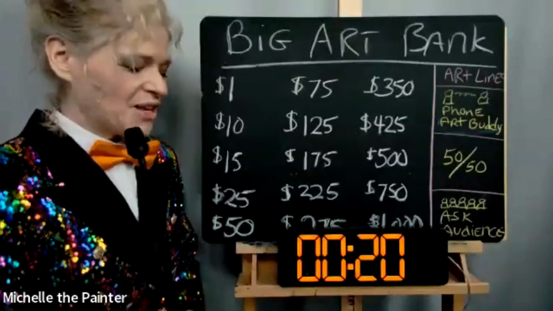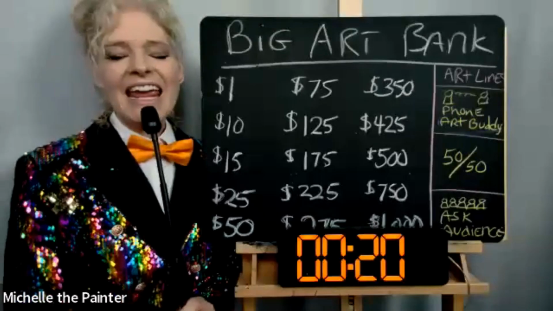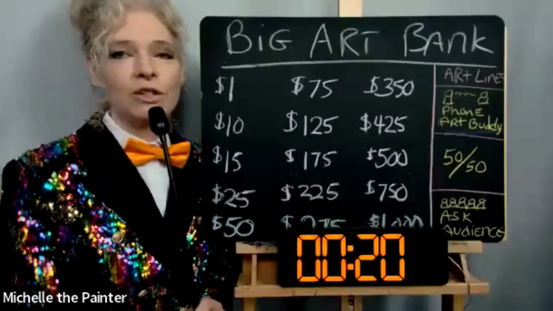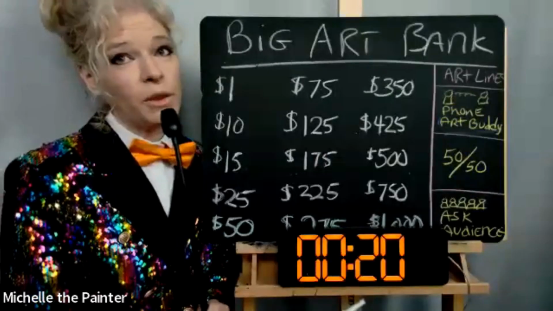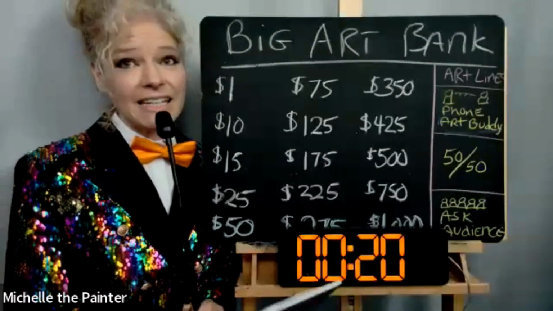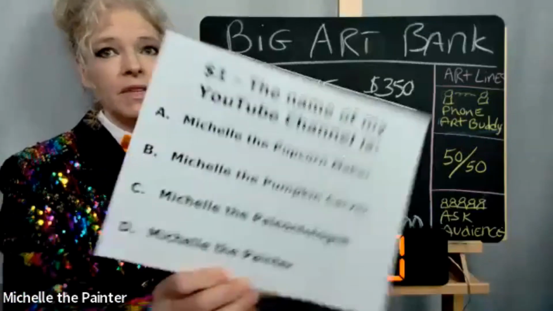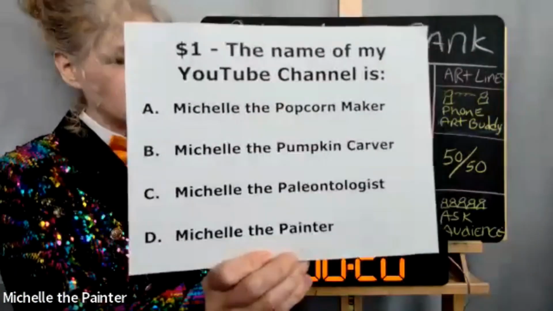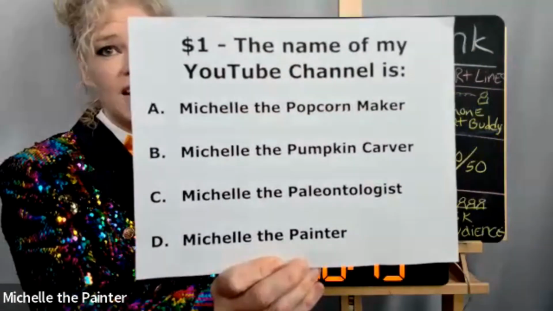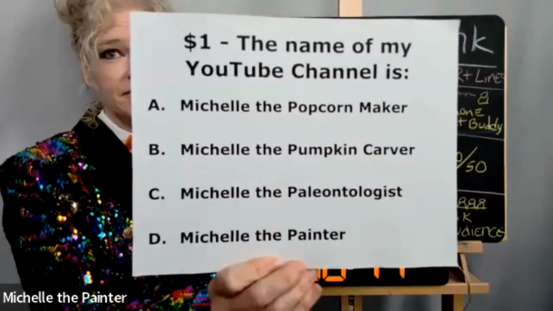All right? Okay. So the first question that is worth $1 is, the name of my YouTube channel is A, Michelle the popcorn maker, B, Michelle the pumpkin carver, C, Michelle the paleontologist, or D, Michelle the painter. So your time is going to start now, and you can answer whenever you'd like. D, Michelle the painter.